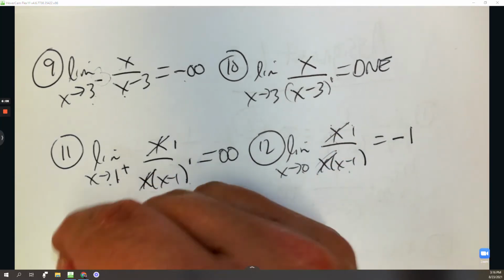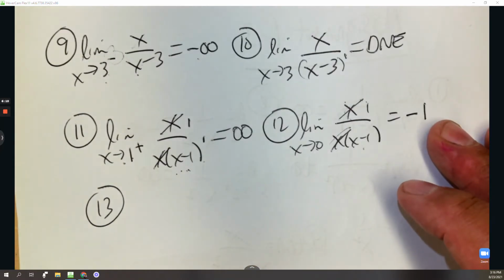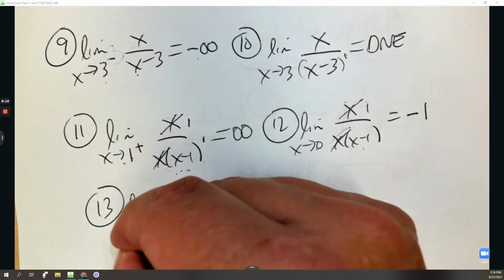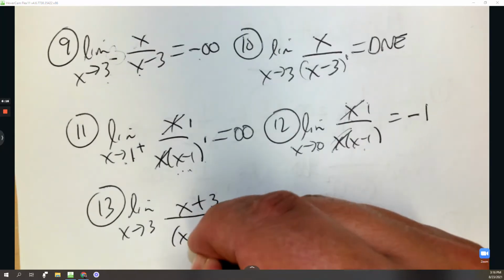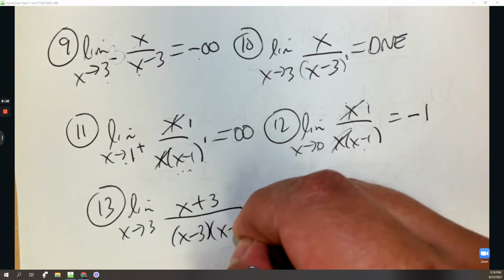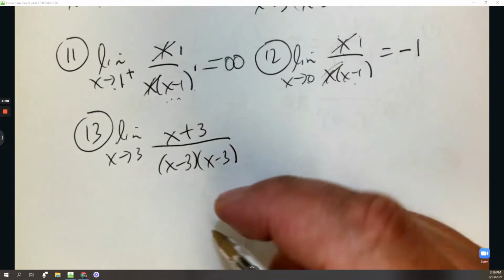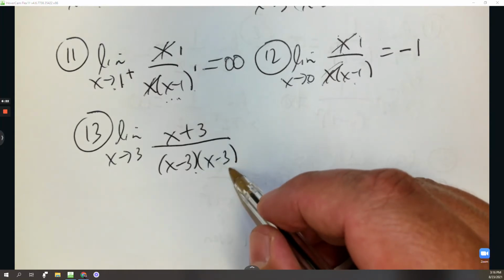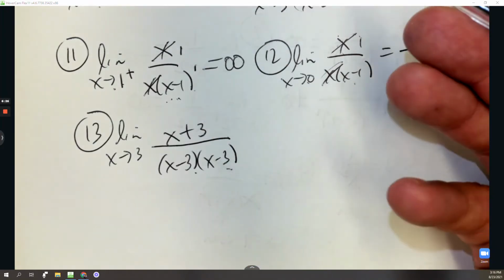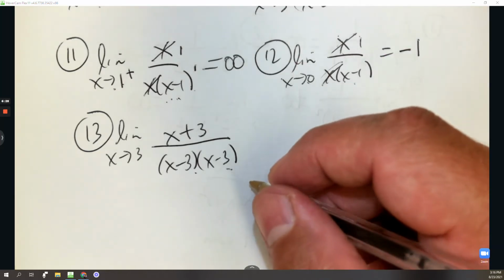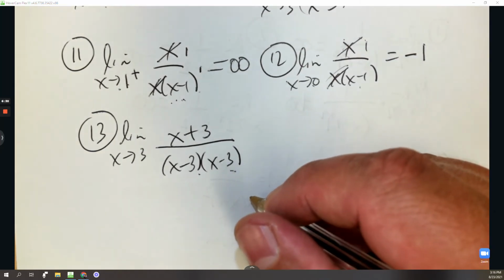Number 13. The limit as x approaches 3. I'm just going to factor it right away. So two numbers that multiply to 9 and add to negative 6 are negative 3 and negative 3. I want you to notice that really that's negative 3 squared. And because it's an even one, they both are going the same direction.